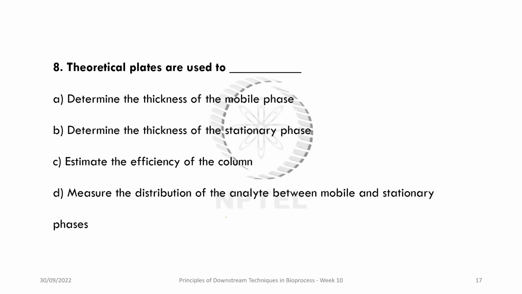So, question 8. Theoretical plates are used to determine what? Option A, determine the thickness of the mobile phase. Option B, determine the thickness of the stationary phase. Option C, estimate the efficiency of the column. And option D, measure the distribution of the analyte between the phases. Thank you, Urja. Others? What about Natarajan, Saravanan? Who else there? Rahul? Answers?